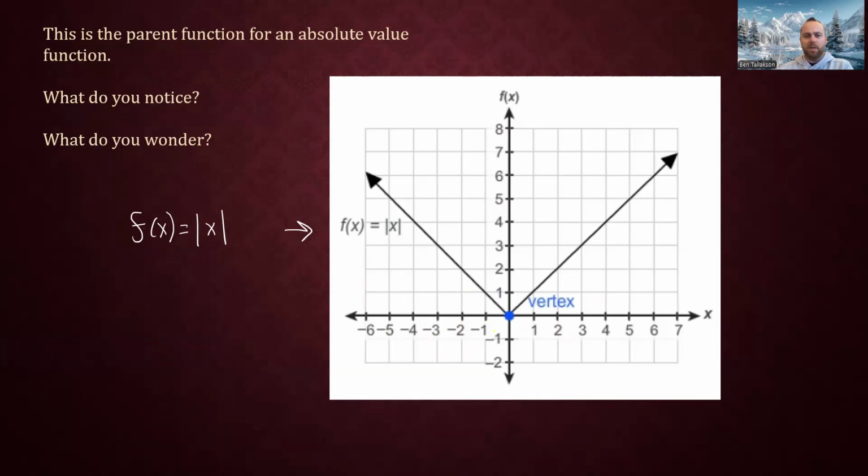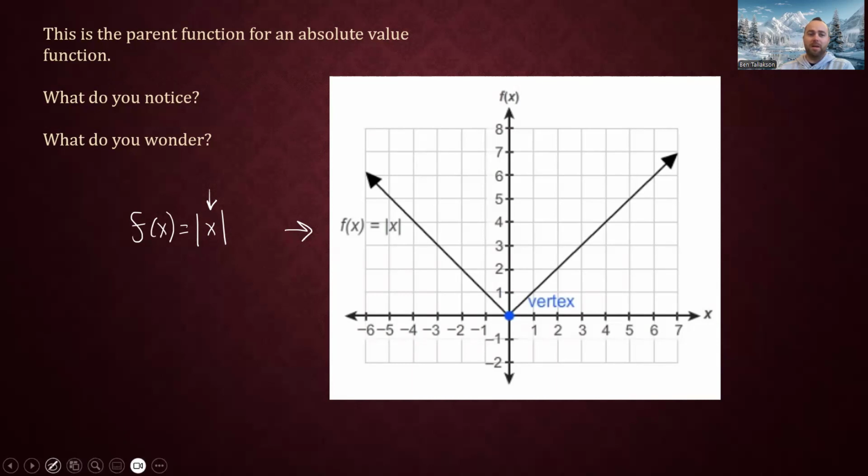Hopefully you notice there's a vertex. It is a V-shaped line. It almost looks like two lines, doesn't it, with a corner. And it goes up in both directions. So one very key piece of information to know is the vertex of a parent function is at the origin. Now, other than that, let's think about this parent function. My question for you is there any number we can put in for x that gives us a negative value out?